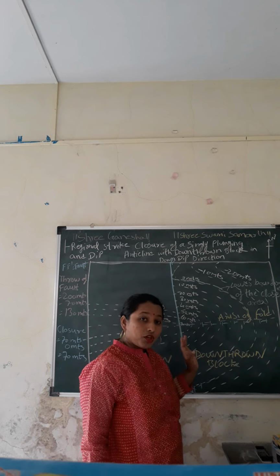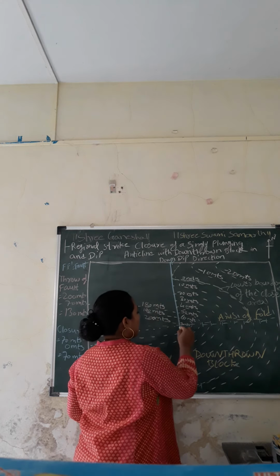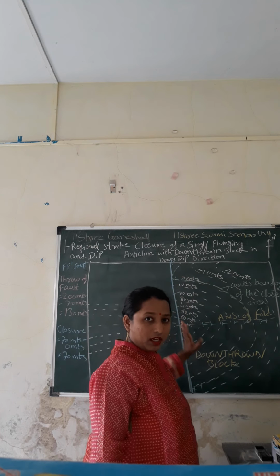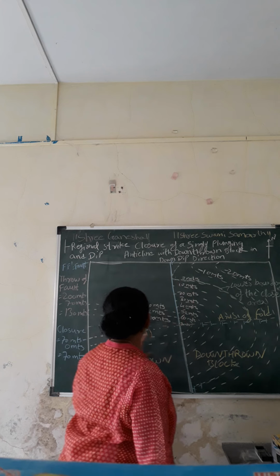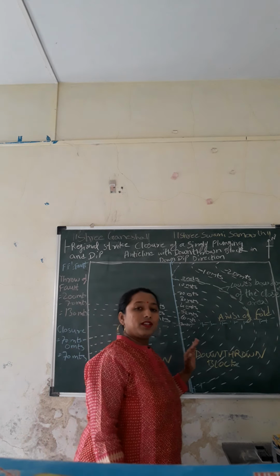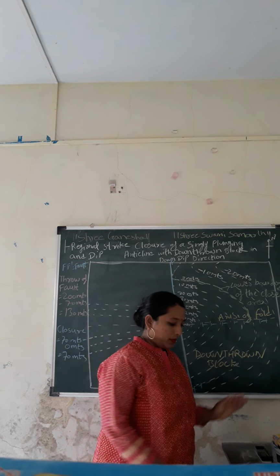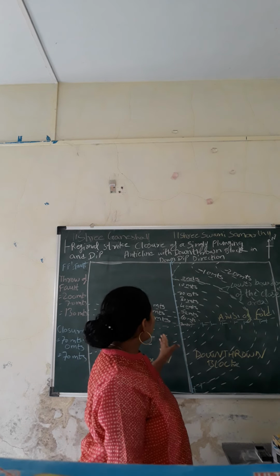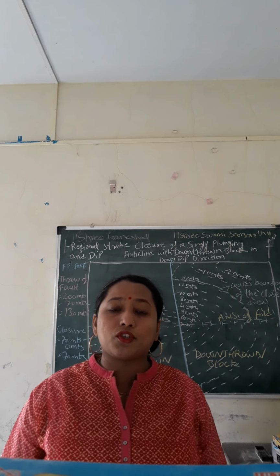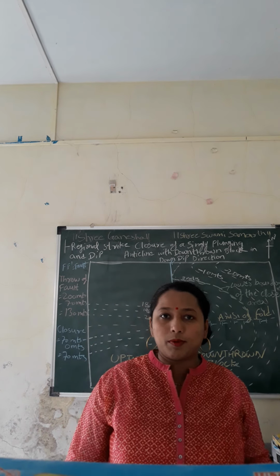So that being understood, how much is the closure now over here? The closure is nothing but 70 meters to 0 meters. We subtract the lower value from the higher value. So 70 meters minus 0 meters is nothing but 70 meters. Therefore, the closure in this case is 70 meters. So this was the concept of understanding the closure when we have the downthrown block in the down direction, when a single plunging anticline is cut by a fault.